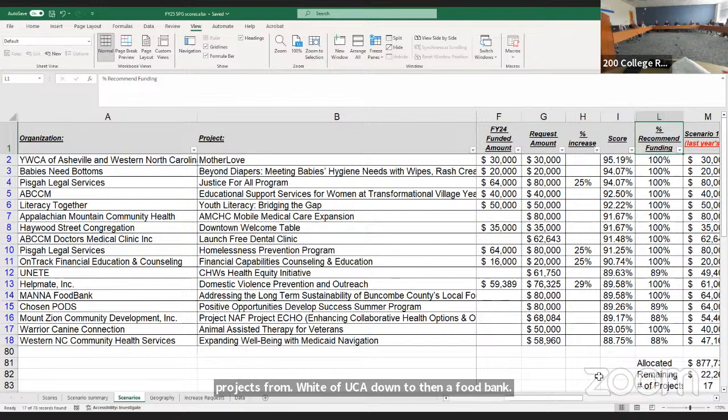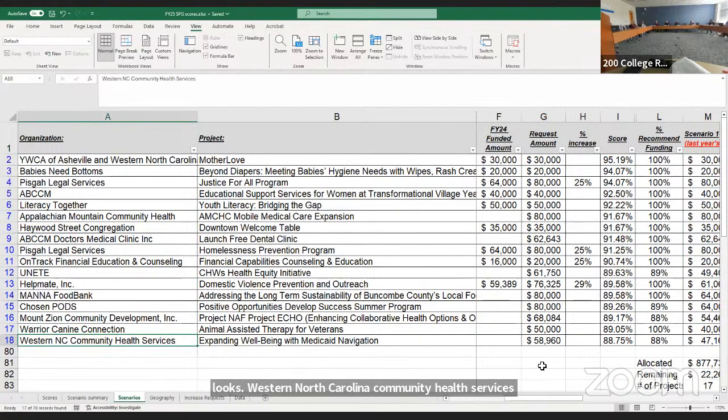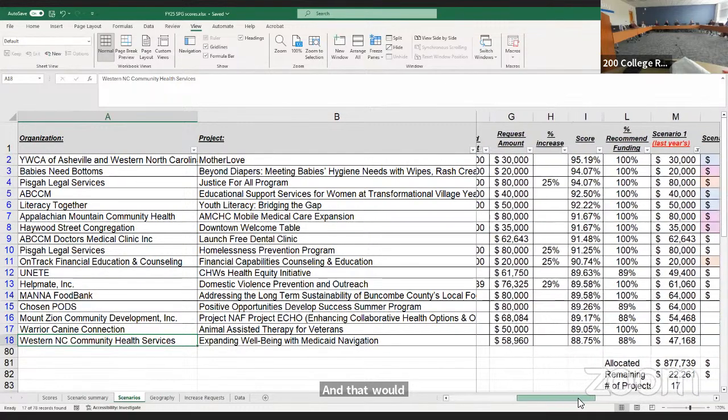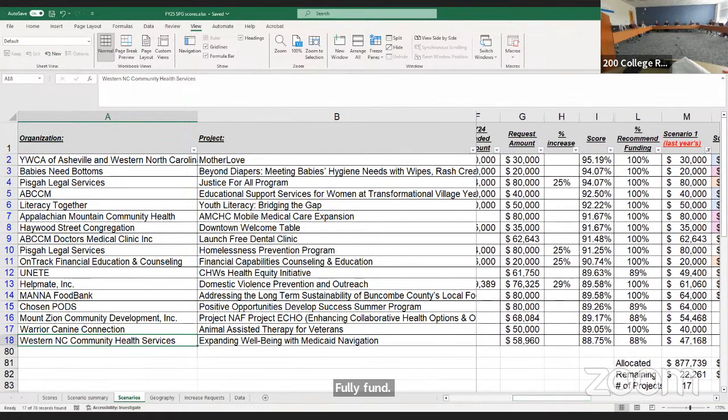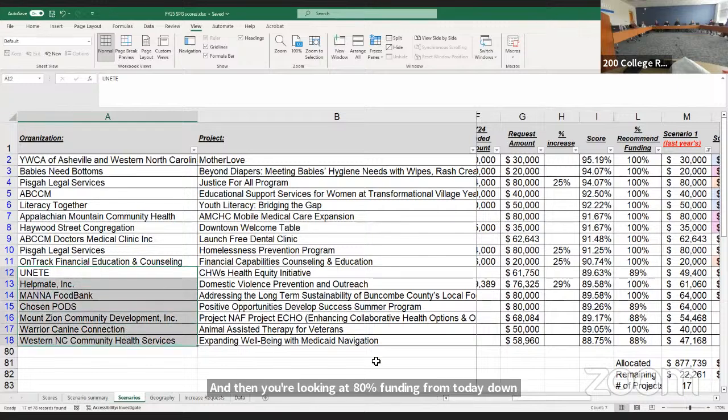Oh, sorry. Western North Carolina Community Health Services. Sorry, I was looking at the second scenario. And that would fully fund down to row 11, which is on track financial. And then you're looking at 80% funding from UNITE down to Western North Carolina Community Health Services.